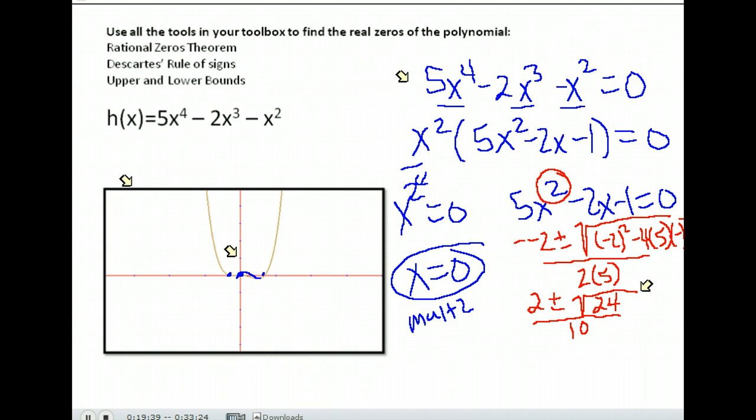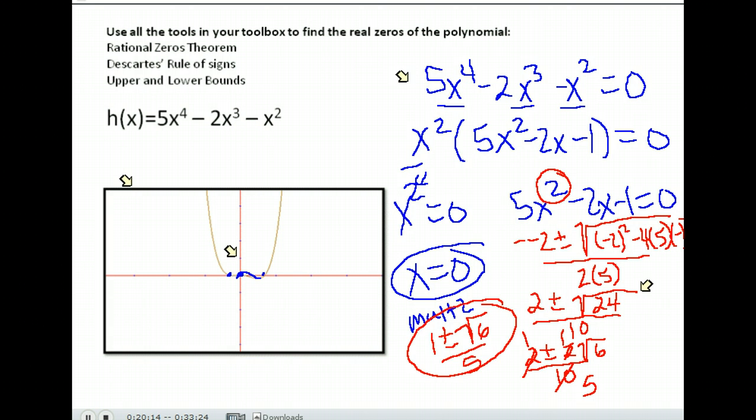I can simplify this as, if you need help with that, give me a call. We'll talk about it. I can simplify this as 2 root 6, because again, 24 is 4 times 6. The square root of 4 is 2, so I could bring that out. 6 doesn't have a whole number square root, so it stays in. And then I simplify that. 2 divides into each of these, 1, 1, and 5. So my other two zeros are 1 plus or minus the square root of 6 over 5.